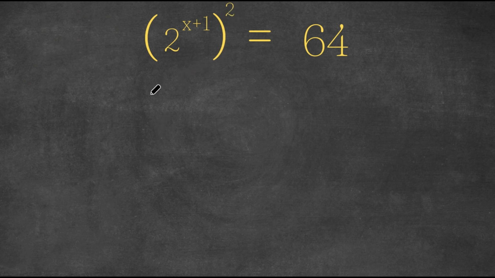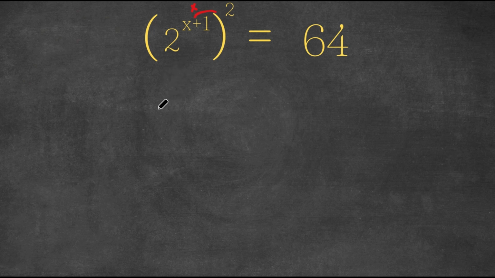So whenever we have, let's say, (a^b)^c, this is also equal to a^(b times c). So these two exponents simply multiply. So for this term, we have 2 to the power of x plus 1, to the power of 2, meaning that these two terms are going to multiply.